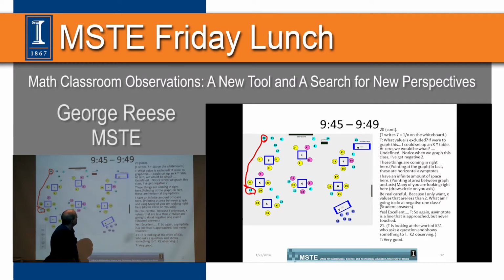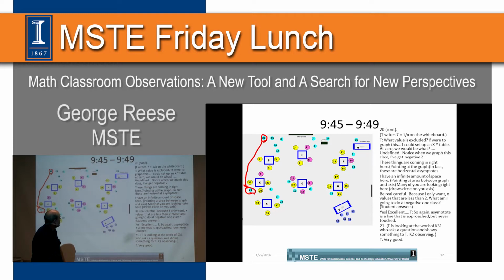These things are coming in right here, pointing at the graph. In fact, they are horizontal asymptotes. I have an infinite amount of space here, pointing at the area between the graph and the axis. Many of you are looking right here, and he draws a circle around the axis. Be real careful, because I only want x values that are less than 2.